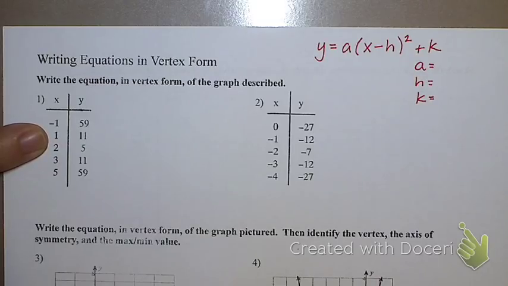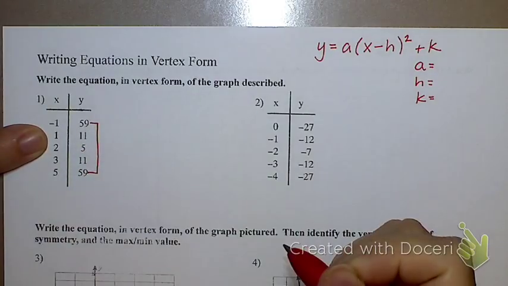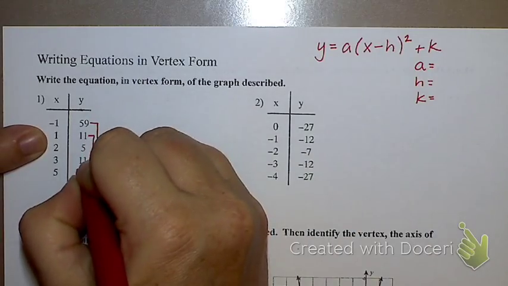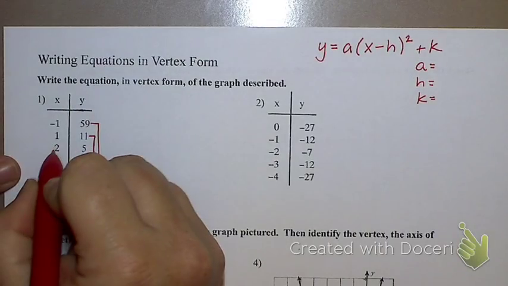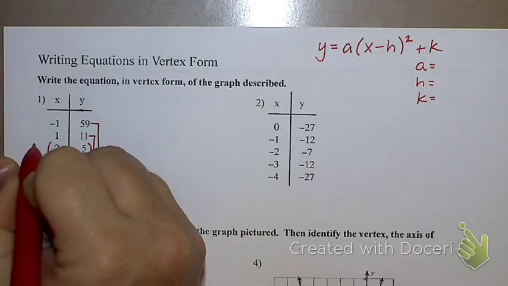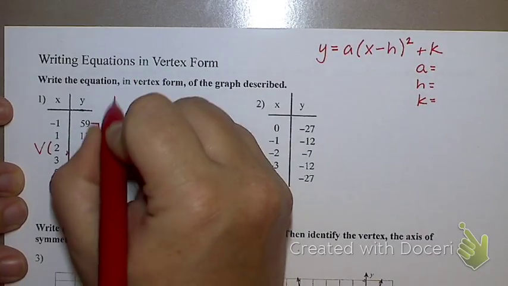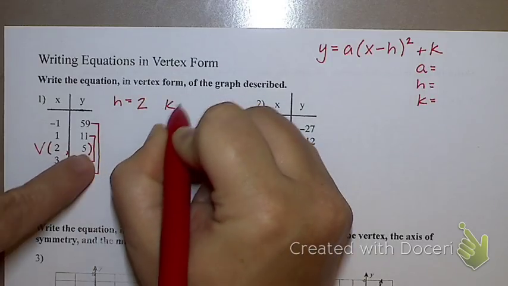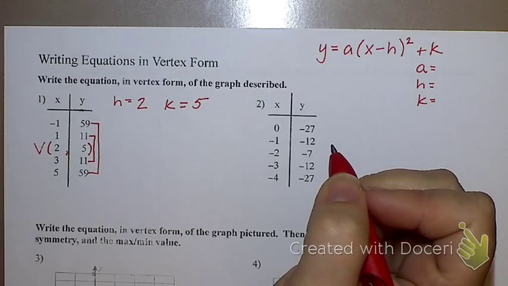The two numbers are the same. I'm recognizing this right here, and I'm recognizing this right here. Do you see that? Which tells me what about this point right here? Vertex. That's my vertex, because there's a mirror image around it. Which tells me that my h value is 2 and my k value is 5. That makes sense. Okay?